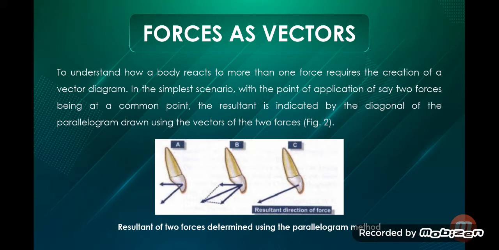To understand how a body reacts to more than one force requires the creation of a vector diagram. In the simplest scenario, with the points of application of, say, two forces being at a common point, the resultant is indicated by the diagonal of the parallelogram drawn using the vectors of the two forces, as shown in this figure.